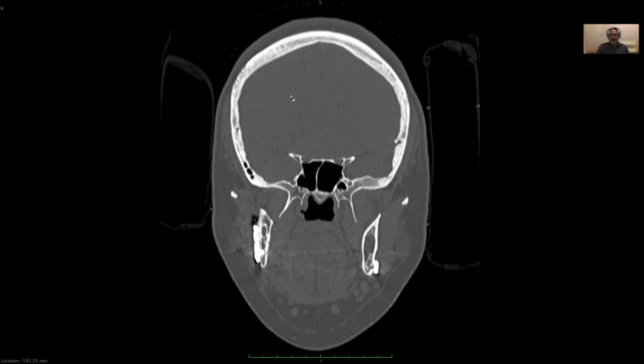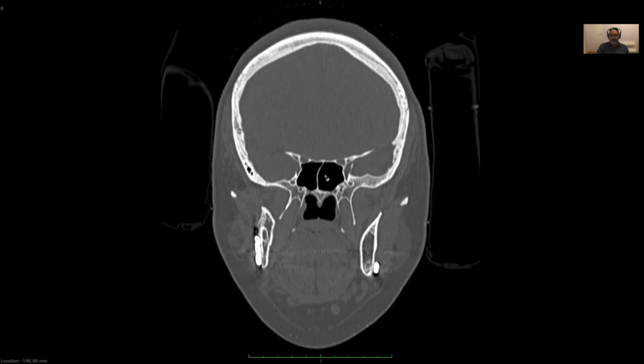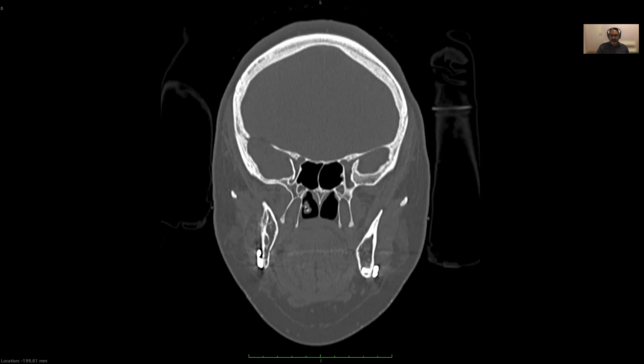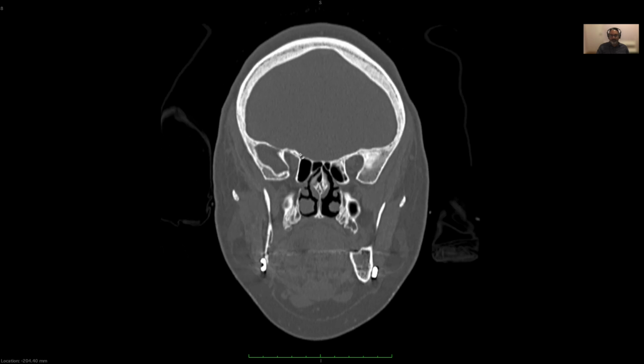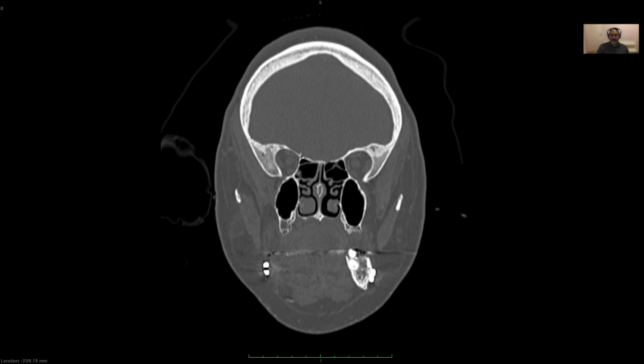And as we keep coming forward, that's the frontal bone. That's the ethmoid bone developing up there. These are the sphenoid sinuses. That's the posterior aspect of your nasal passage. Those are the mandibles. So let's keep going further forward. Let's just wait a little bit.